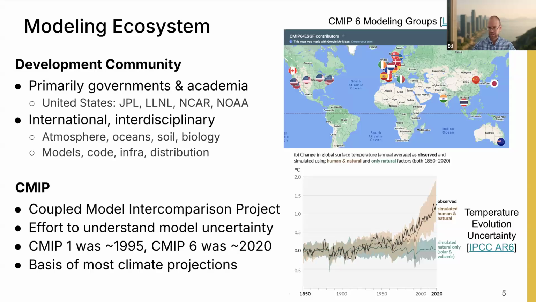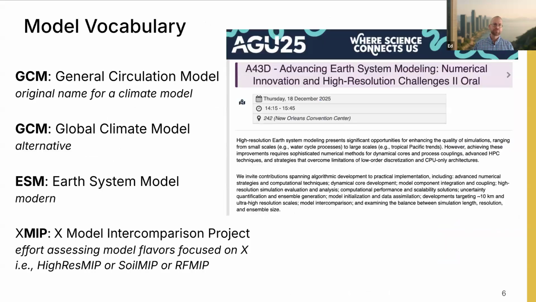CMIP 1 happened around 1995. We're now on the 6th iteration of this. All the data Beehive uses is coming from CMIP 6 simulations. And CMIP 7 is in the works now, and I'll talk more about that in a minute, but that will be the next iteration of this effort. And this CMIP umbrella of data is really the basis of most climate projections. It's really the only game going in town, and it's widely used in industry.